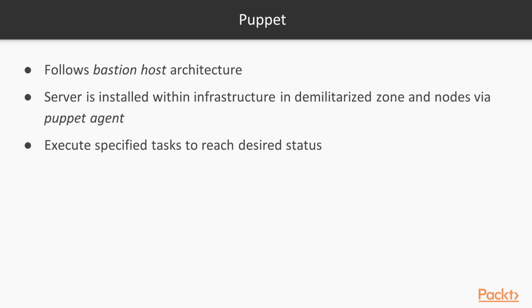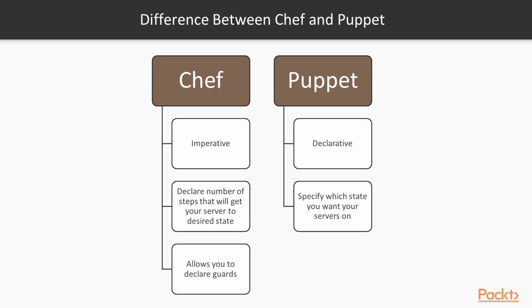In the same way as Chef, Puppet follows the Bastion host architecture. The server is installed within your infrastructure in the demilitarized zone and the nodes via the Puppet agent. It will execute the specified tasks to reach the desired status. The main difference between Chef and Puppet is the fact that Puppet is declarative, whereas Chef is more imperative. In Puppet, you specify which state you want your servers on, and Puppet takes care of keeping them there. In Chef, you declare a number of steps that will get your server to the desired state. Chef also allows you to declare guards, which are conditions for steps to be executed.